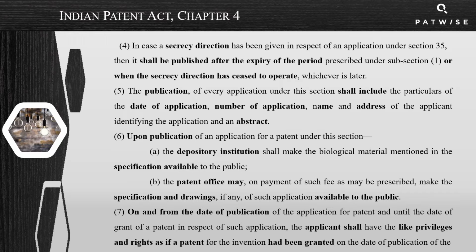Now, subsection 5 details what are the segments that need to be there in a publication, such as the date of the application, the unique application number, the name and address of the applicant along with an abstract and figure of abstract. Now further, upon publication, in case there has been any depository of biological sources such as those required for microorganisms, etc., these depository institutions should make the deposit available to the public. Now the patent office may, on payment of such fees as may be prescribed, provide the specification, drawings or any such documentation also available to the public.